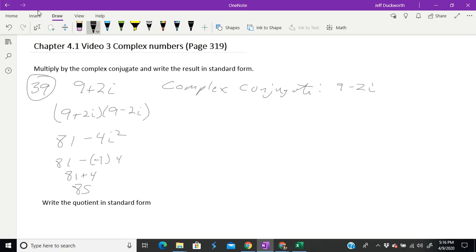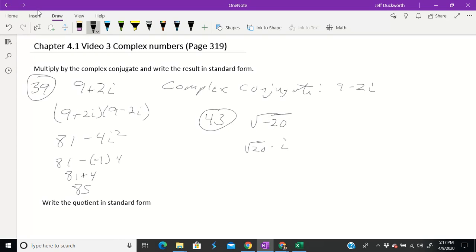I want to do another one here. Let's do number 43. So in 43, we're only given root negative 20. So there's no i there, but we're going to have to deal with what we have. So let's convert this to standard form. So this is going to equal root 20 times i. Root 20, we can just leave it alone for right now. We can mess around with it later.